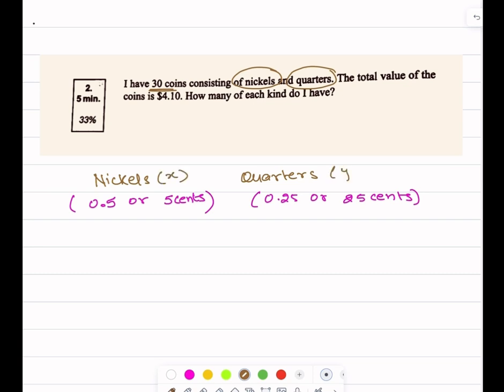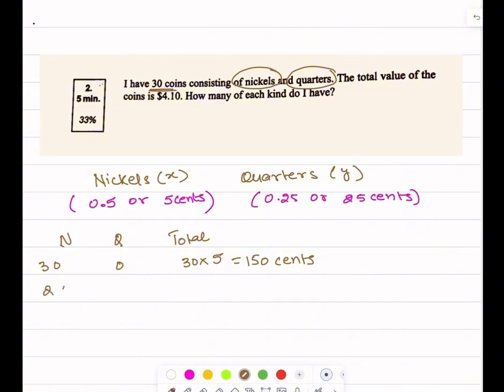Now we can assume that nickels are in X quantity and quarters are in Y quantity, and we can make an algebraic equation to solve this. Is there any other way? There is. If you cannot make an algebraic equation, then you can start by thinking that you have 30 nickels and 0 quarters. Find out the value of 30 nickels. Now this will give you 150 cents.